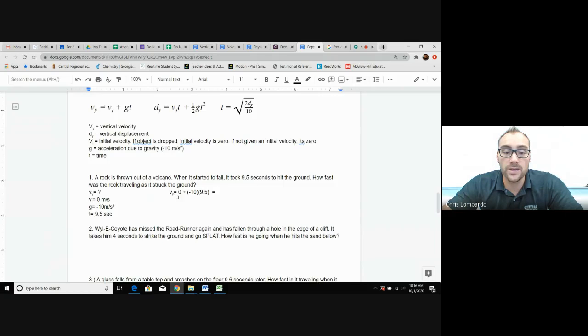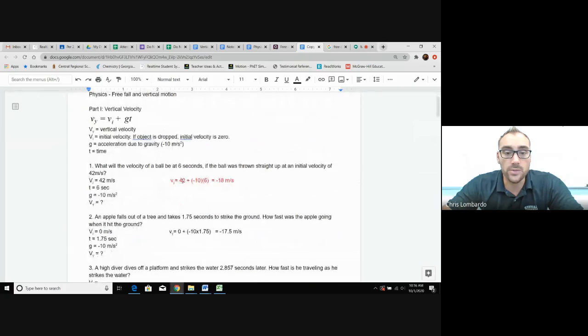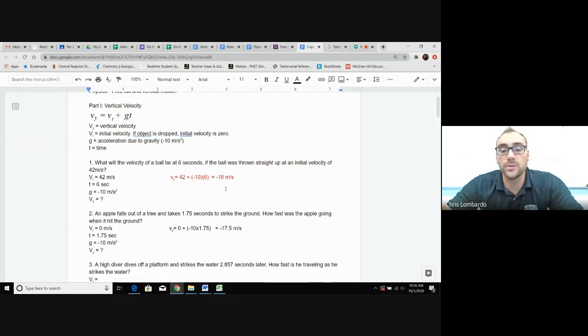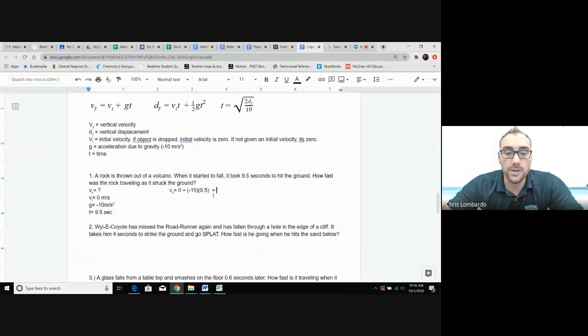Now, if you were given a value here, like we had at the very beginning, 42, you would add 42 plus a negative value, whatever, and the difference is going to be your response here. It was 0, so the answer is just going to be our negative 95. The unit is meters per second. I'll put our answers in red.